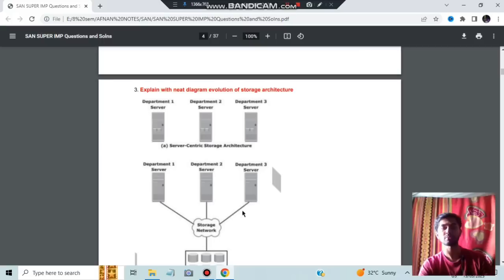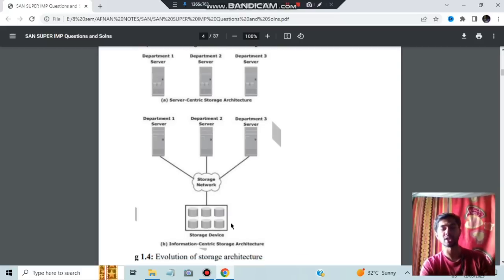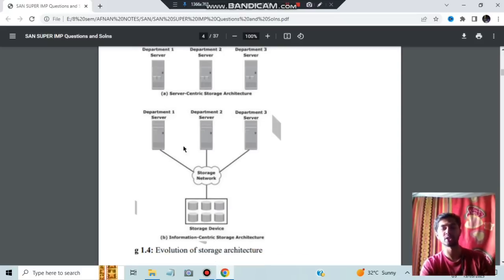Go through it. Next we have: with a neat diagram, explain the evolution of storage architecture. So two things only you have to remember. Before, the storage was in the servers, now it has become a central storage network. Okay, like the data centric, information centric storage, all the things will be stored in one cloud. Okay, that is the evolution. Just have to write a few key points regarding this.